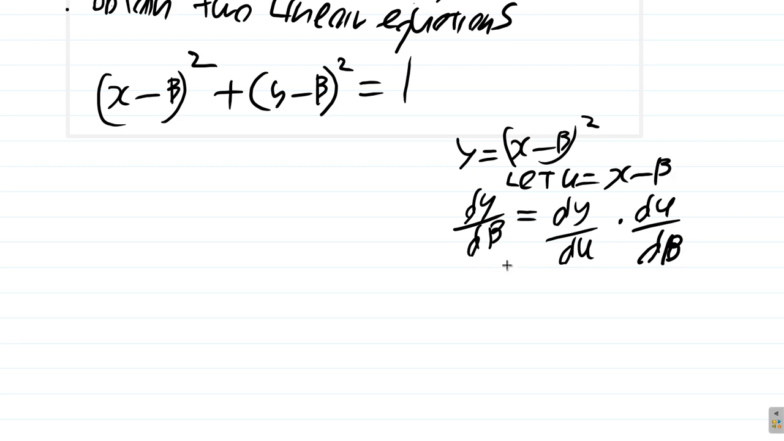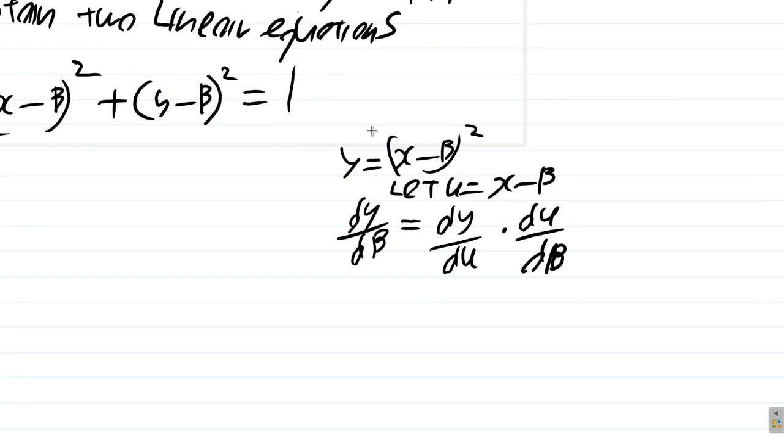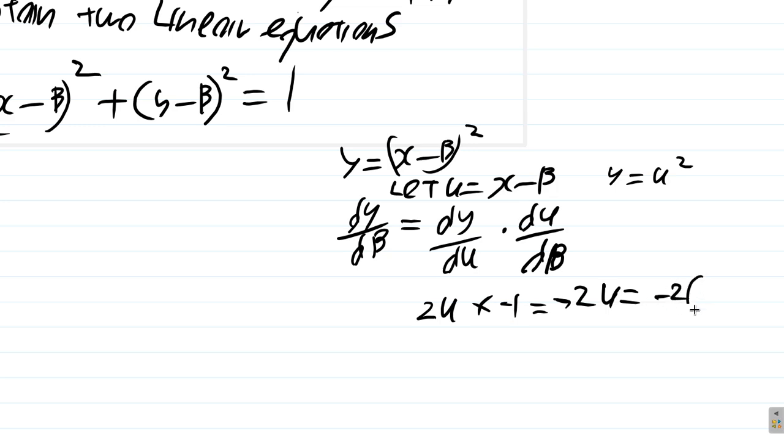Alright, so since u is x minus beta, then y is equal to u squared, right? So dy by du is going to be 2u times du by d beta. You see that the x will disappear as 0, and then this will be negative 1. So it's negative 2u, which is negative 2 times (x minus beta). That's what's going to happen. Alright?